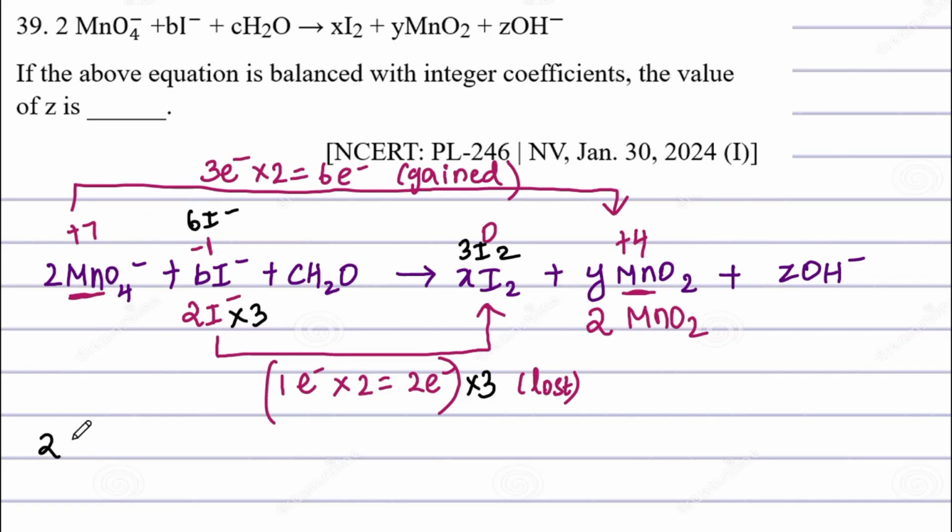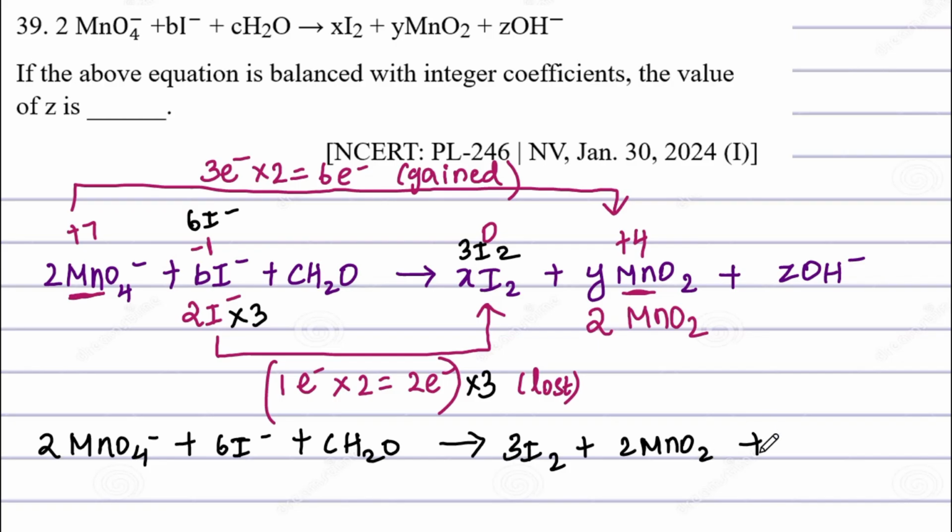So let us write that now. 2MnO4- plus 6I- plus CH2O gives 3I2 plus 2MnO2 plus ZOH-. So up to this we have balanced. Now we are going to balance the number of oxygen atoms and then the number of hydrogen atoms. So here in the product OH- is mentioned. So it means that the reaction takes place in basic medium. So let us keep that in mind.